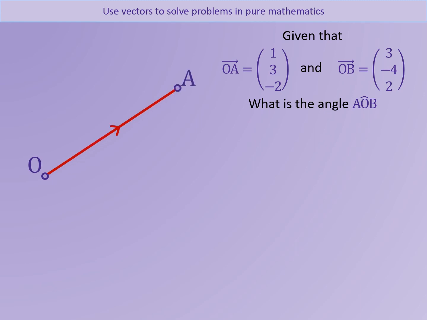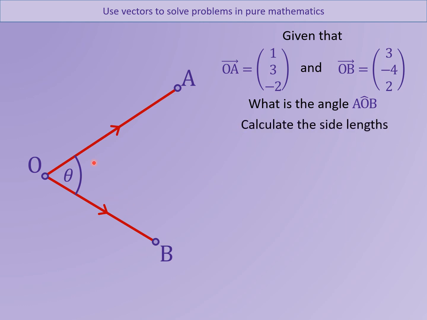So O to A is going to be 1, 3, minus 2. And O to B is going to be 3, minus 4, 2. And I'm looking for the angle between those two. Okay, so that's the sort of idea of what I'm doing. It doesn't matter whether B's sticking out the screen and A's miles back from the screen. That doesn't really matter. It's just a rough sketch.